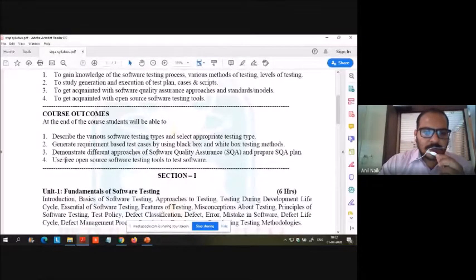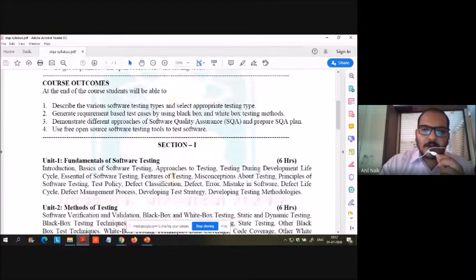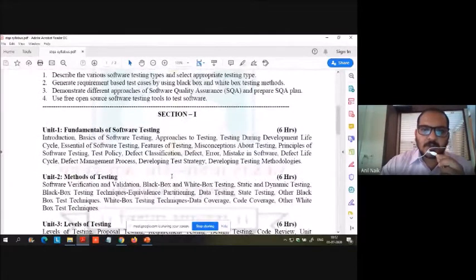In this subject, you will also study free open source software testing tools to test the software. So these are the outcomes of this subject. You will study different testing types, different levels of testing, different approaches of software testing, and open source software testing tools.